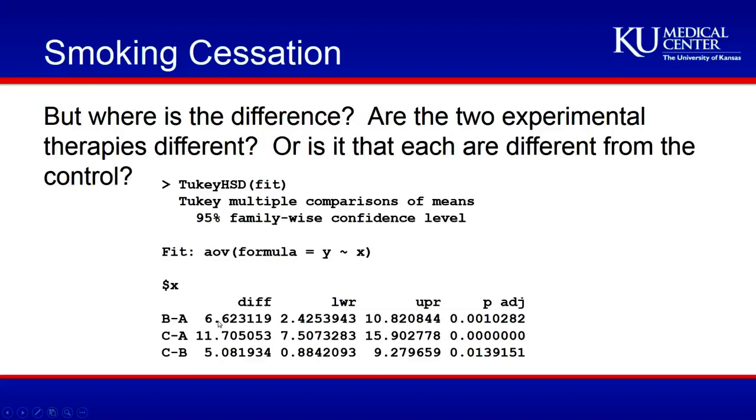So there's about a 6.5 unit difference between behavioral therapy and standard of care. There's almost a 12 unit difference between pharmaceutical therapy and standard of care, and just a 5 unit difference between the two, behavioral and pharmaceutical therapy. And then, of course, it's important to acknowledge that there's uncertainty with those estimates, and so you get a lower bound and an upper bound on each of those estimates.